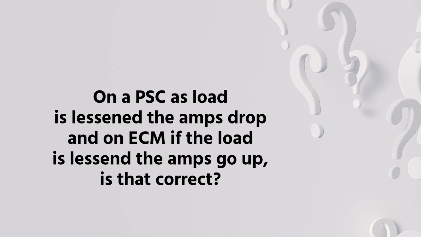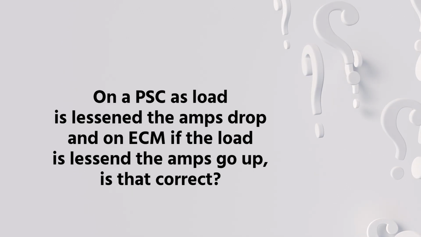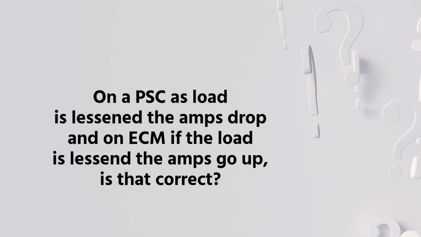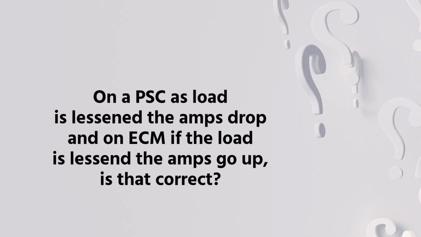On a PSC, when the load is less, the amps drop. On the ECM, when the load is less, the amps go up. Is that correct? It depends upon the EC. So with my constant speed, I would see that as I add static, more load on it, I'm providing more torque, my amps go up. On my constant airflow, as that motor becomes unloaded, that motor is going to produce a higher speed. I'm going to increase speed. My amps will go up on that. So it depends on what we look at.